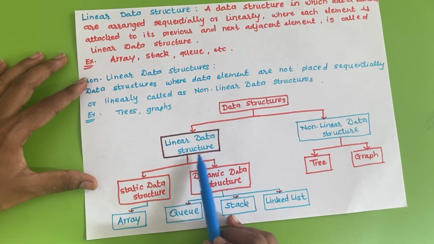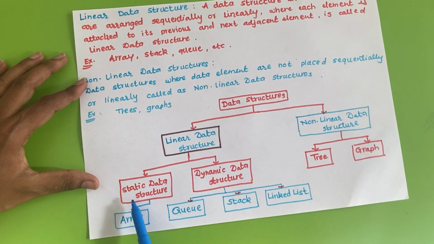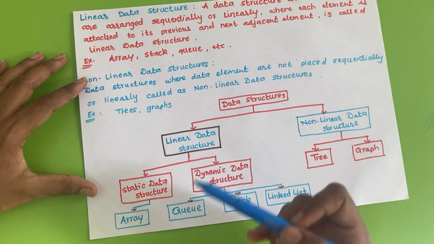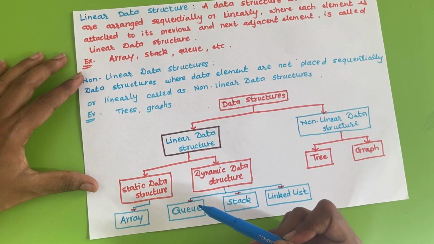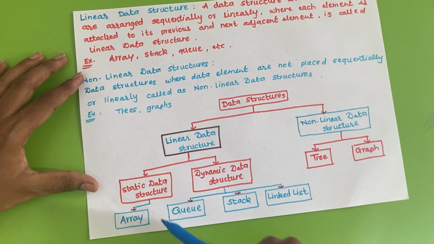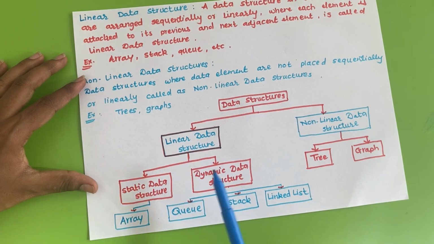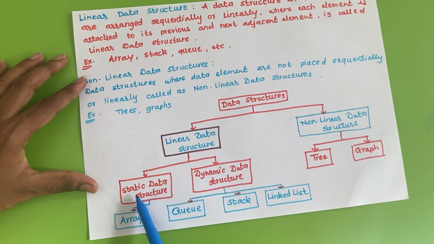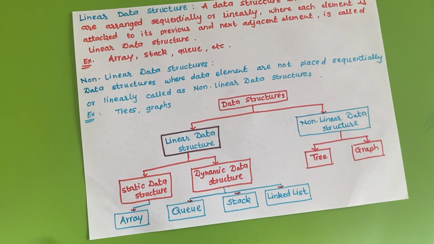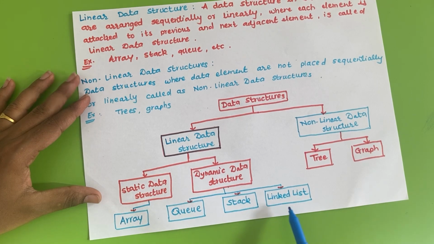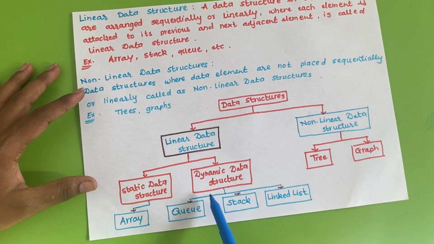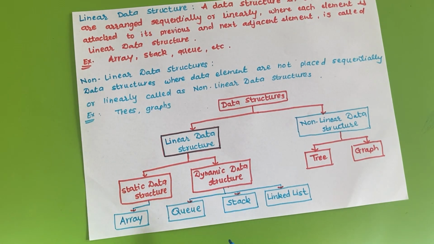Linear data structures are again classified into static data structures and dynamic data structures, according to the way of memory allocation. In static data structures, arrays are there. In the case of dynamic data structures, there are queues, stacks, and linked lists. These come under the category of dynamic data structures.